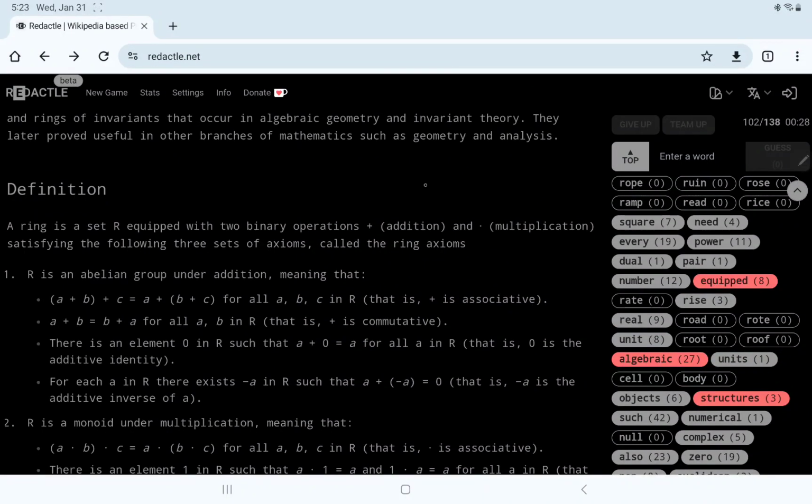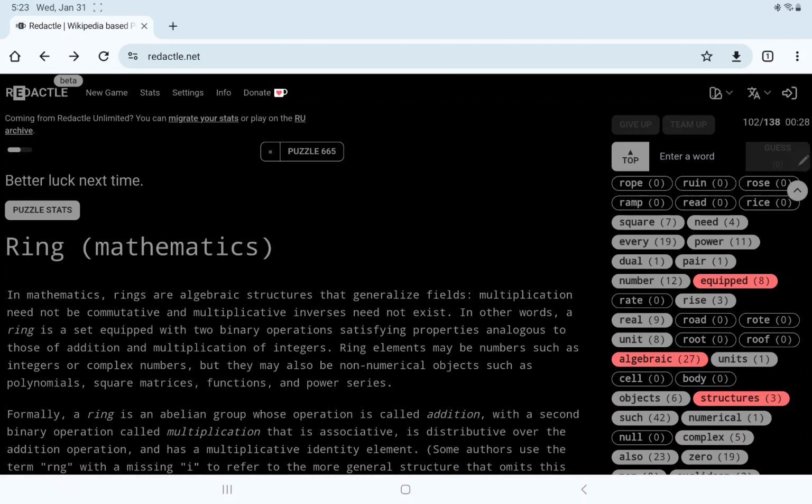Yeah, so maybe I should have kept on with the R words, but on the other hand, I could have been here for quite a while. All right, well, we're happy Redactle is back, but I just wish it could have gone better. I hope you did okay on that one.